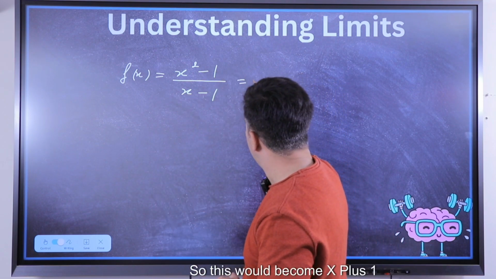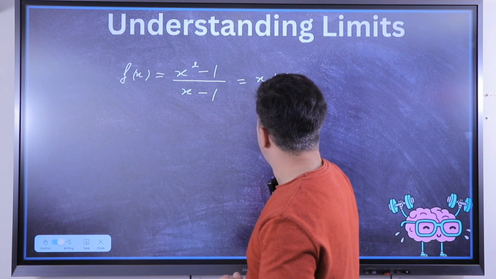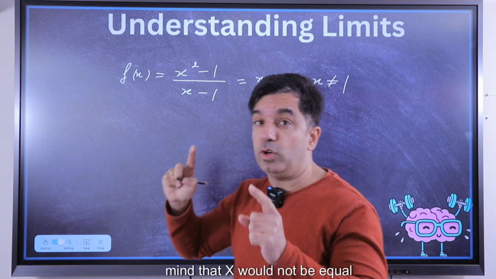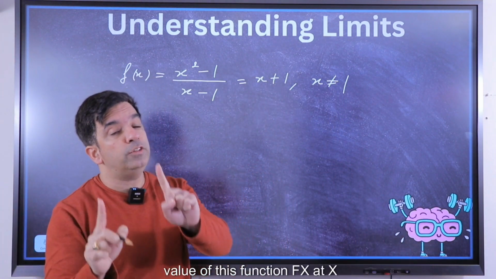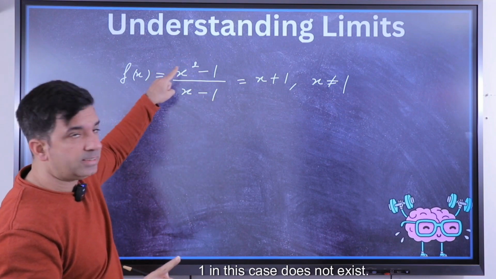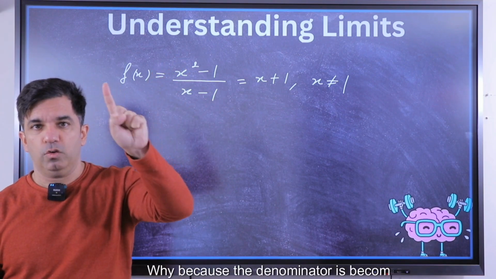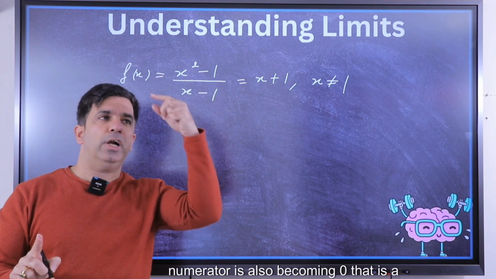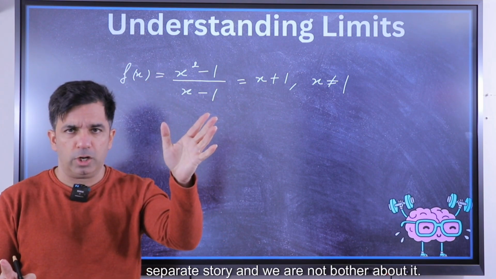So this would become x plus 1, but we have to just keep this thing in our mind that x would not be equal to 1. The value of this function f(x) at x is equal to 1 in this case does not exist. Why? Because the denominator is becoming 0. Numerator is also becoming 0. That is a separate story and we are not bothered about it.